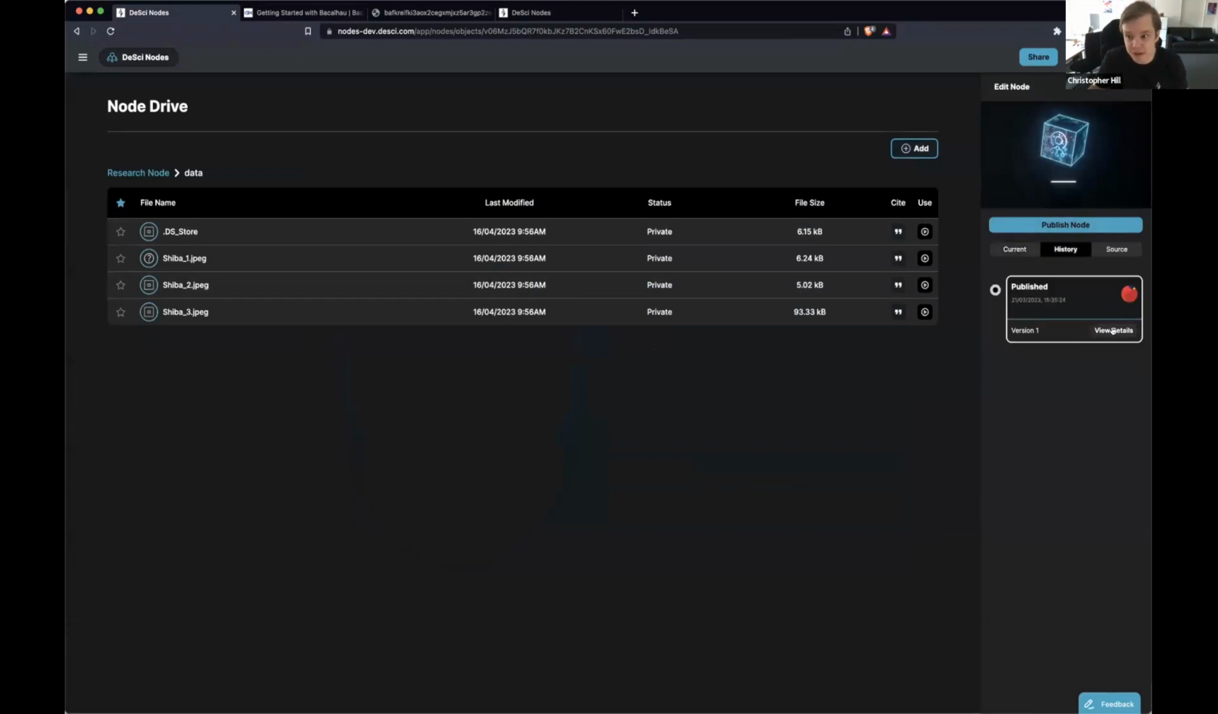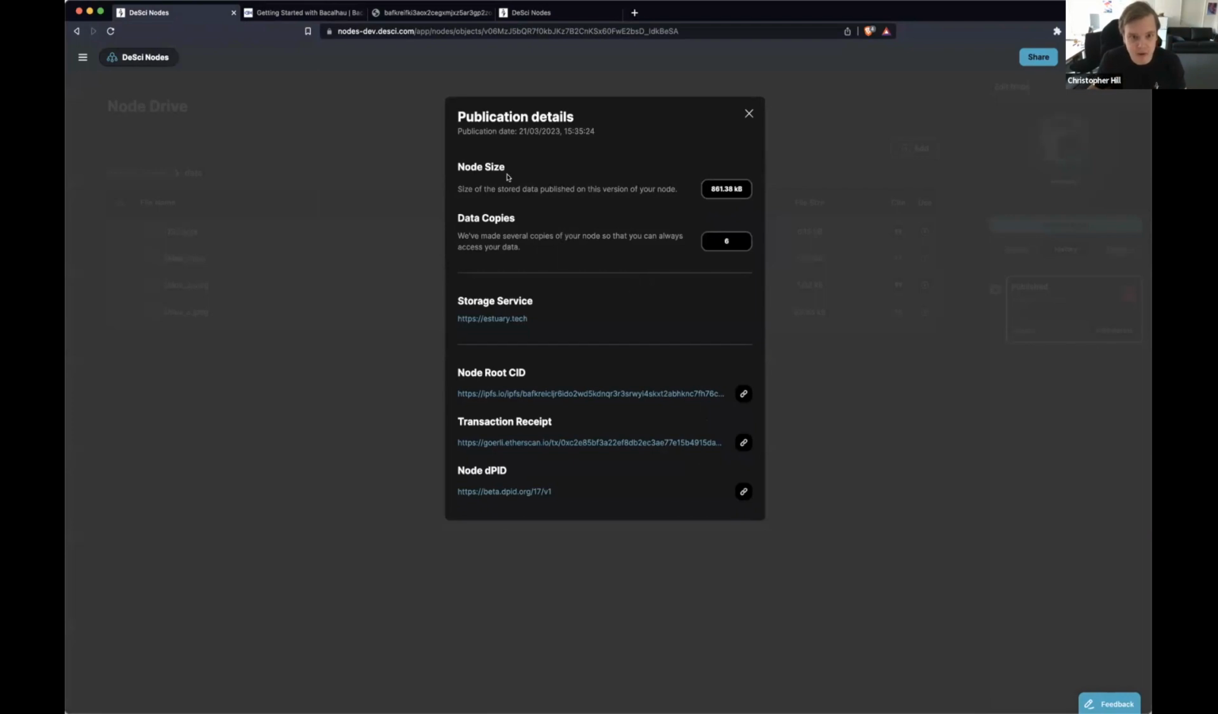You can find a version history. You can see the details of how it works. You can see the size of the nodes. You have 6 copies. We have redundant copies. You can see the transaction receipts. You can have the entire transparent and traceable history of these research objects that are stored on a decentralized repository.